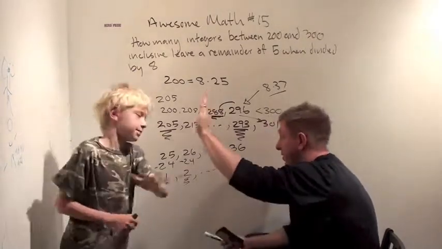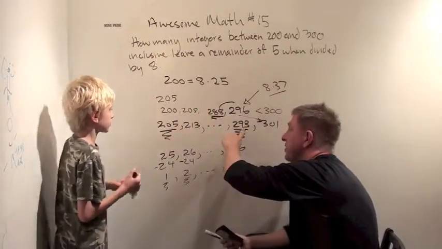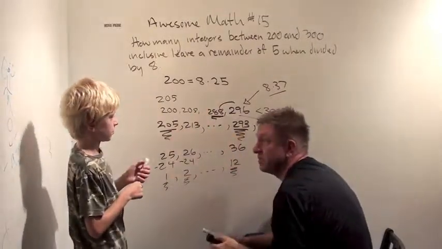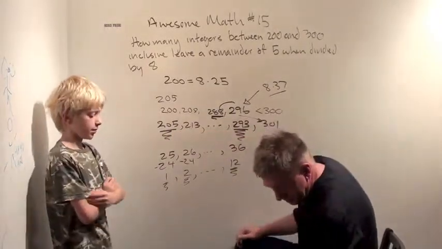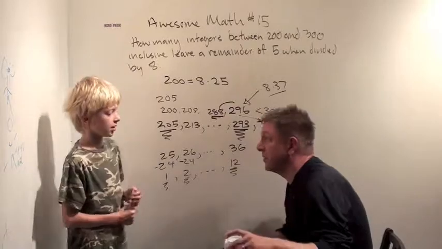Great work. That's a tough problem. It starts at 205, ends at 293, and there are 12 of them. If you wanted to, you could write them out, but we figured out there were 12 without writing them out, which is really cool, right?